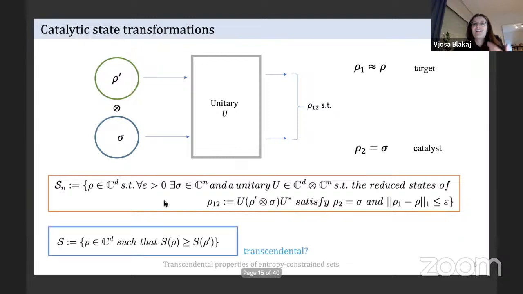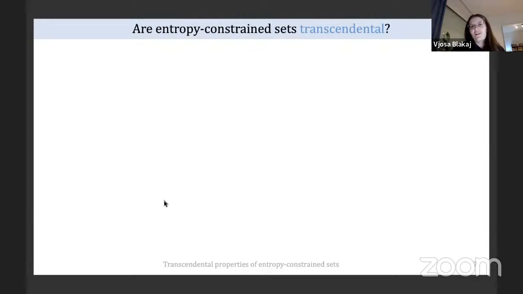And the other set is the one which was more difficult. This is a set which has the logarithm in it, and earlier I mentioned that the logarithm is a transcendental function. So this smells like a transcendental set. And if this is the case, then we can clearly see that these two sets are not the same, so Sn for a finite n is not equal to S. So the question is, are these sets transcendental or not?